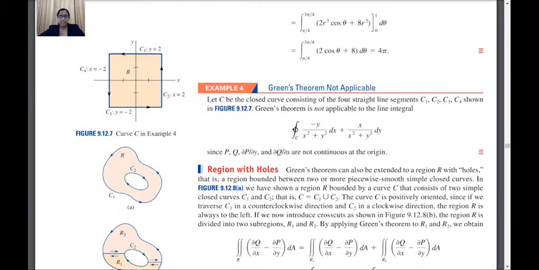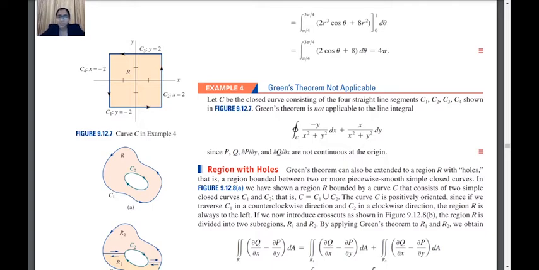In the first of these examples, example 4, we are dealing with the case where Green's theorem is not applicable. While discussing Green's theorem in the first lecture, I stated clearly that we should keep in mind that the functions P, Q, ∂P/∂y and ∂Q/∂x must all be continuous in the given region. Now we'll see an example in which Green's theorem is not applicable.